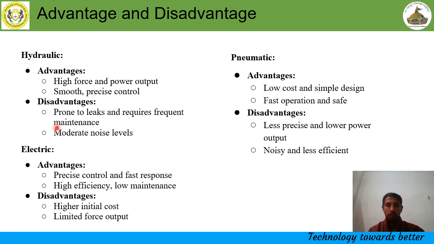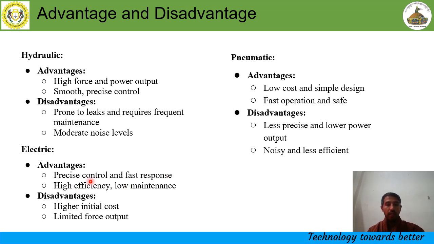It does not produce much noise, but it produces a little noise. And then the electric actuator's advantage is precise control and fast response. It gives a very fast response as it is used with a motor. There are different types of motors. One very precise motor is called a stepper motor. If it is used as a stepper motor, it is a very precise and very fast actuator.